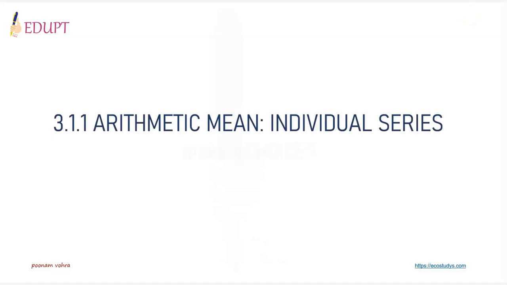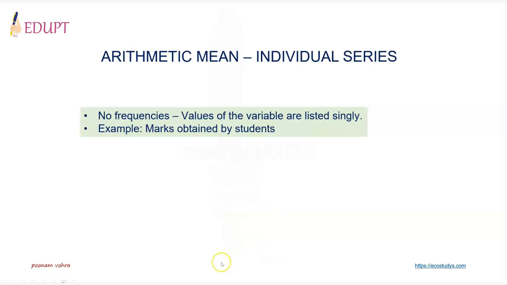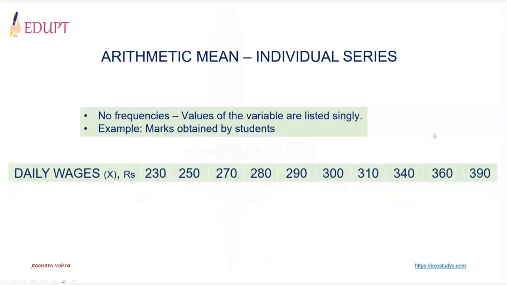There are three methods that are used to calculate arithmetic mean. 1, direct method, 2, shortcut method, and 3, step deviation method. To recall individual series, there are no frequencies and values of variables are listed singly. For example, marks obtained by the students. Let's have a tabular presentation.